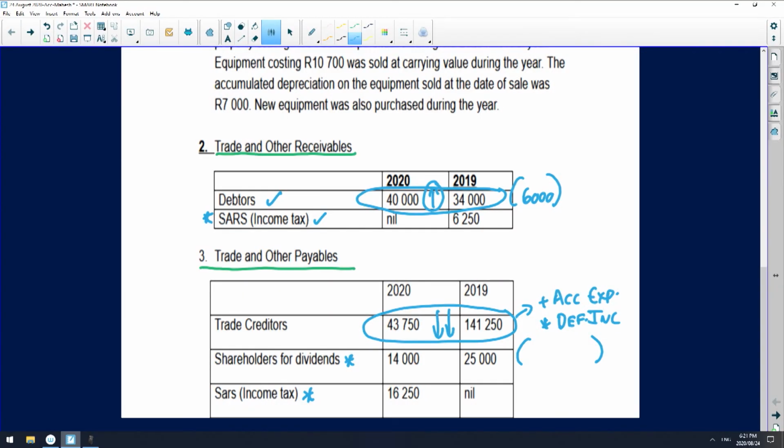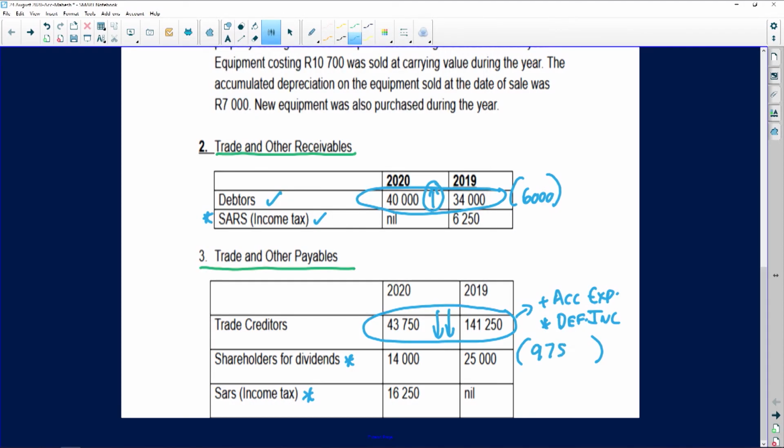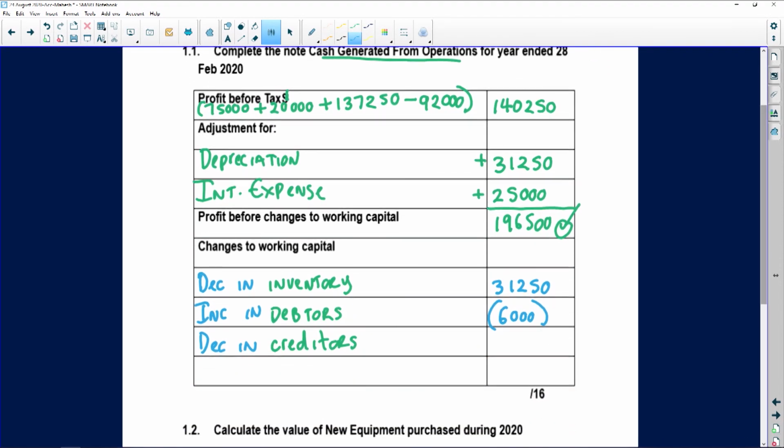Right, so let's quickly calculate. I can't do this one in my brain. I need a calculator. So let's get the calculator out. So if we compare the 141,250, right, minus the balance owed to creditors at the end of this financial year, 43,750. Okay, we're getting an amount of 97,500, and as I explained, that amount of money is now leaving your bank account. Okay, so let's go to our note, in brackets, an outflow of cash, an amount of 97,500. Okay, right, almost done with the note.